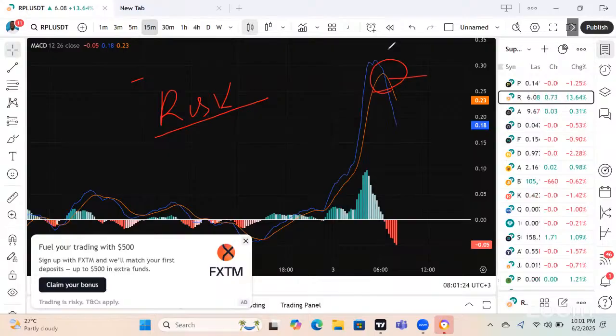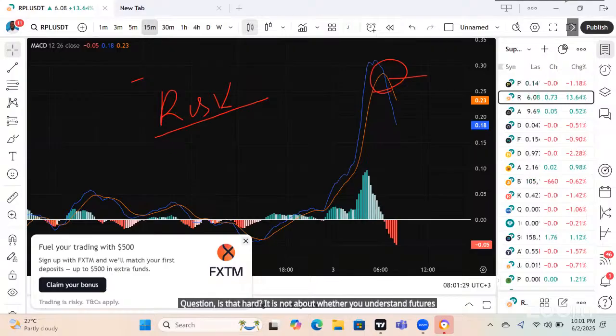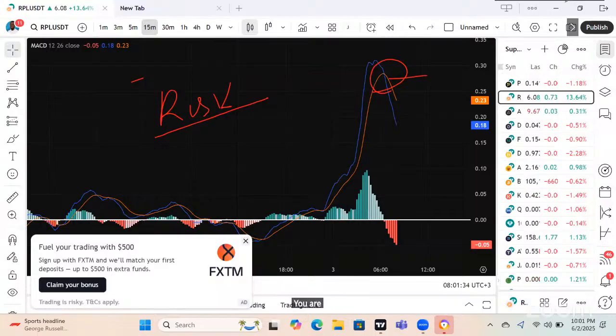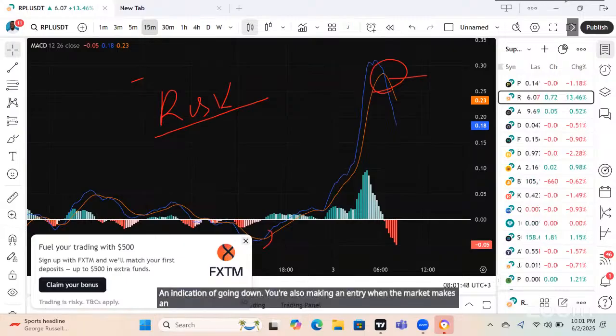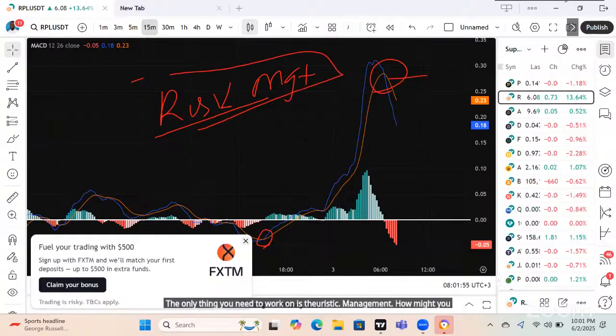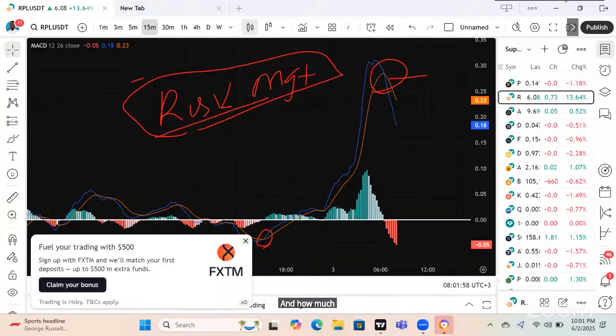Question, is that hard? It is not about whether you understand futures, whether you are an expert in futures. It has nothing to do with that. You are making an entry when the market makes an indication of going down. You are also making an entry when the market makes an indication of going up. The only thing you need to work on is risk management. How much you're exposing and how much take profit are you taking? Question, is that hard?